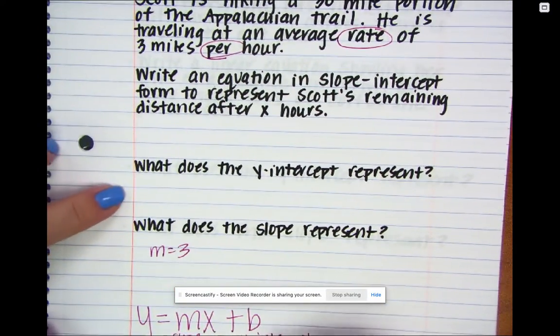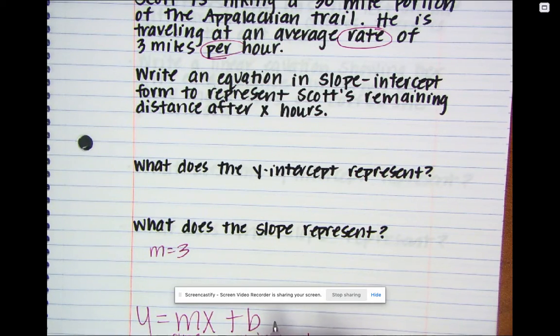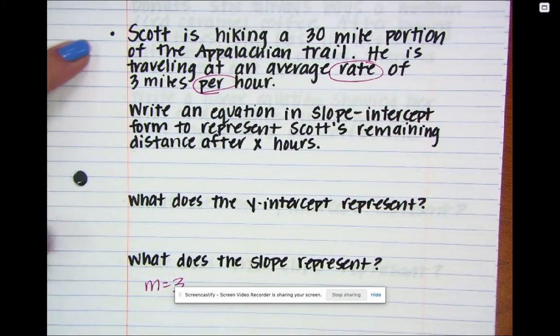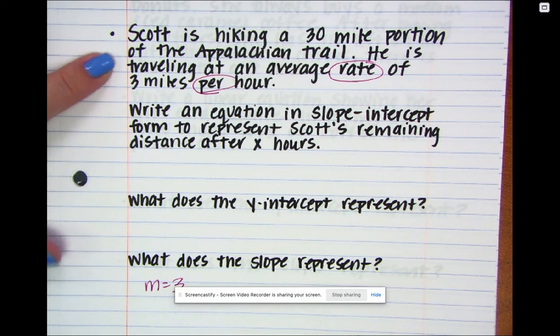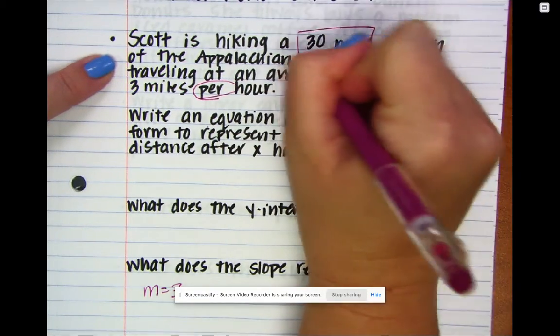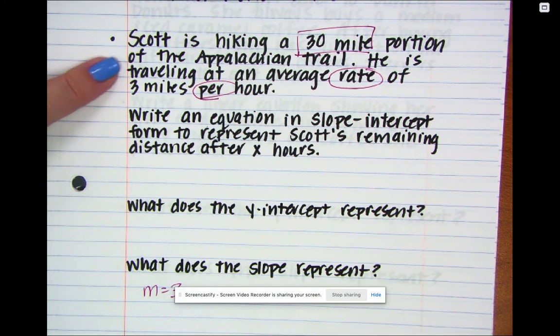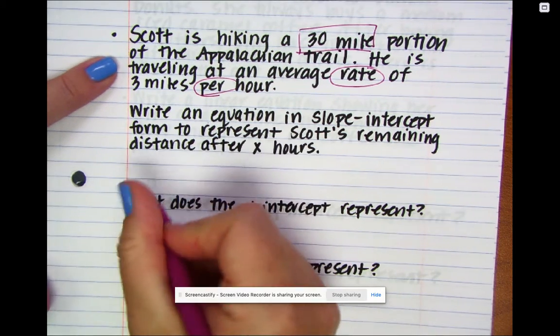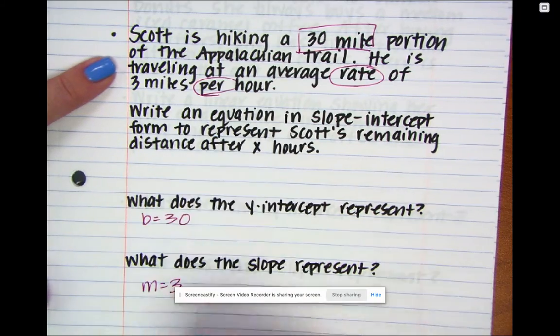Okay? And so then I've got to look for my y-intercept. The y-intercept is his beginning value. So we have to ask ourselves, what is he beginning to do? It says he's hiking a portion of the Appalachian Trail. So when he begins, how much does he have to hike? And that is this 30 miles. He begins with 30 miles in front of him. I don't see any keywords there, but I need to ask myself, where is he starting? How much does he have when he begins? And he has 30 miles ahead of him that he has to hike. And so b would be 30.